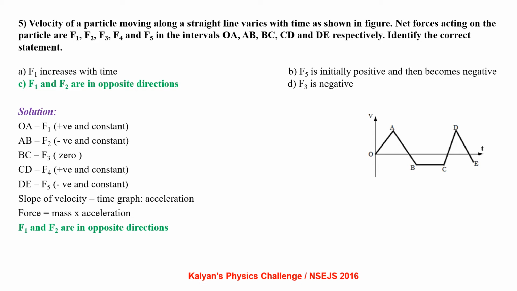See the diagram carefully. OA, F1 is positive and constant. AB, F2 is negative and constant. BC, F3 is 0. CD, F4 is positive and constant. DE, F5 is negative and constant. These values we have taken from velocity time graph. The slope of velocity time graph gives you acceleration. Force is mass into acceleration. So F1 and F2 are in opposite directions.